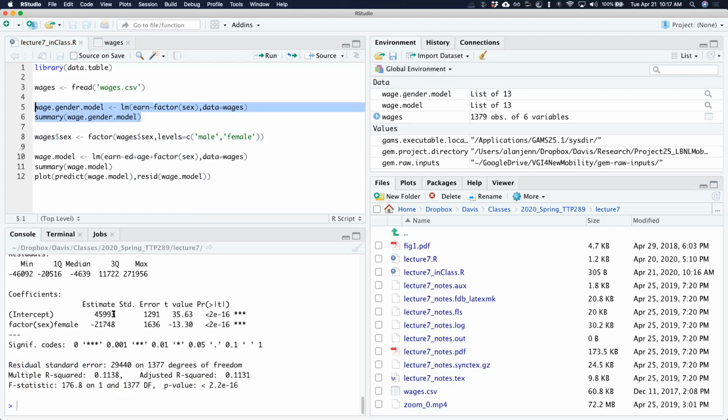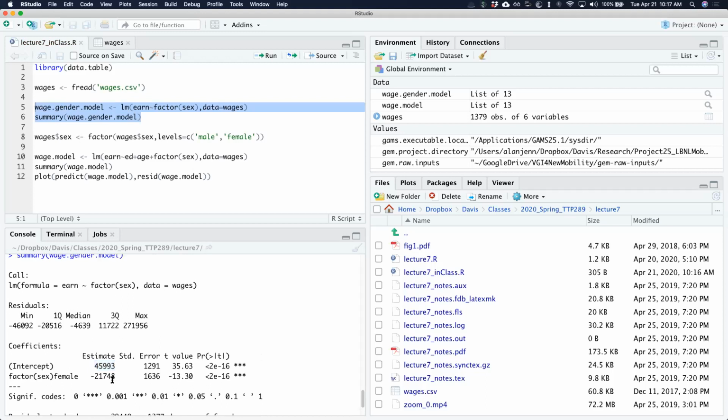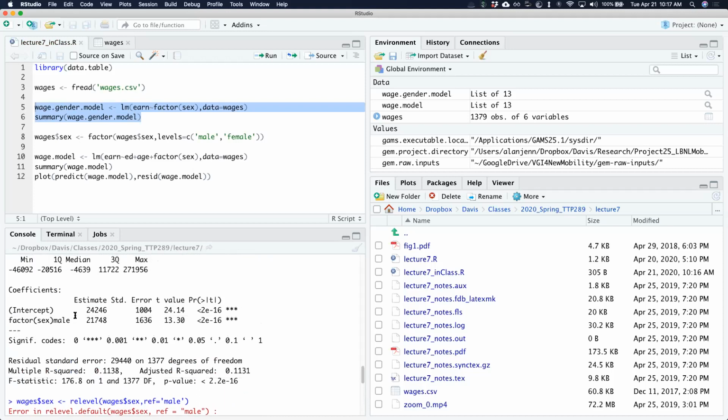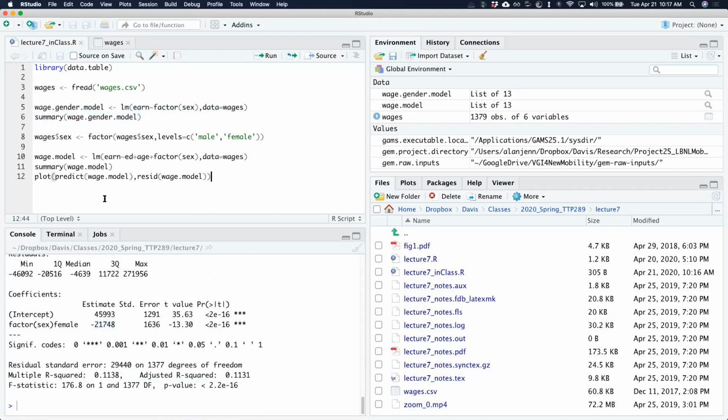So in this case, it's saying on average, a male makes 45,993 and a female makes 21,748 less. And we can see that this number is exactly the same as when we had a female as the base, but it's just going down instead of going up. Okay, great.